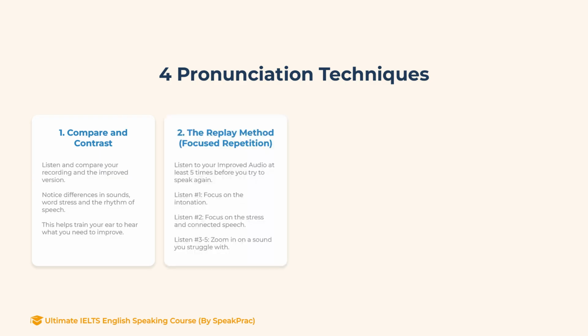2. The replay method, or focused repetition. Okay, technique number 2 is the replay method. This might sound simple, but it's one of the most powerful ways to rewire your brain for clear English pronunciation that you can use for your IELTS speaking test. The secret isn't just that you replay the audio, but how you replay it. We're turning passive hearing into active, focused listening.